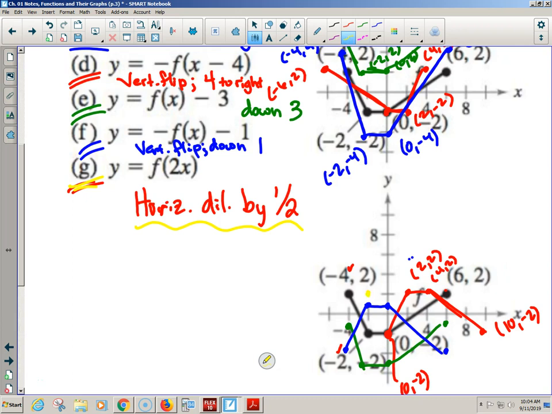-2. The y stays the same. X is now -2. What's -2 divided by 2? -1. I'll pretend that's over that way a little bit. What's 0 divided by 2? 0. And what's 6 divided by 2? 3. There we go. Horizontal shrink. Horizontal dilation by a factor.